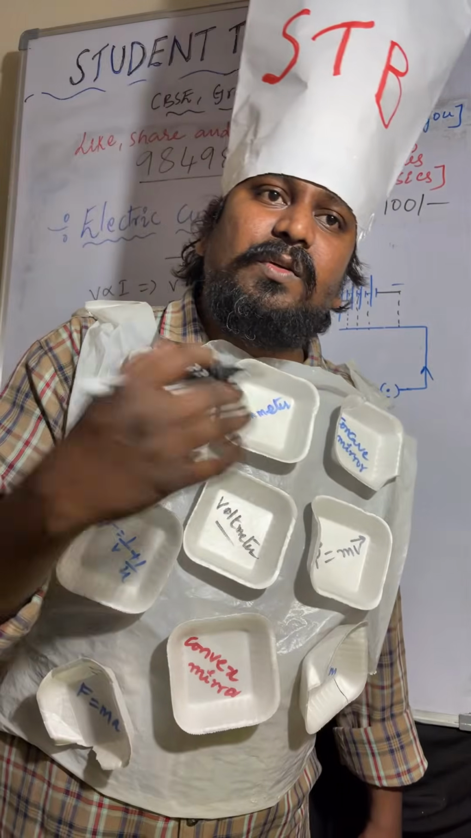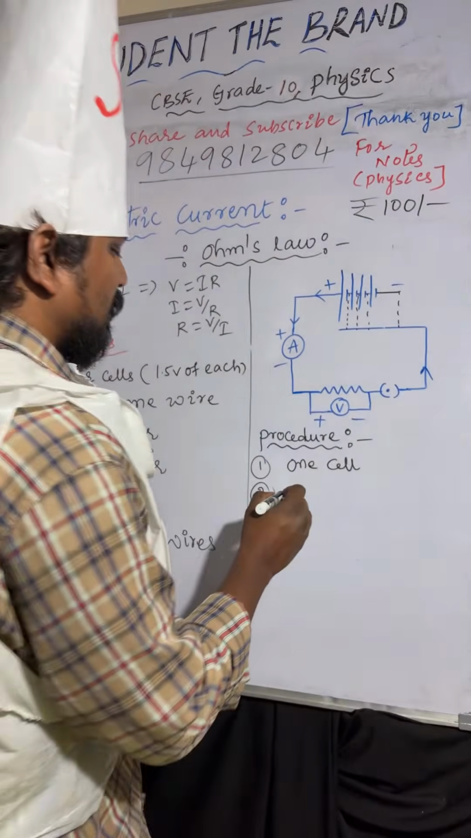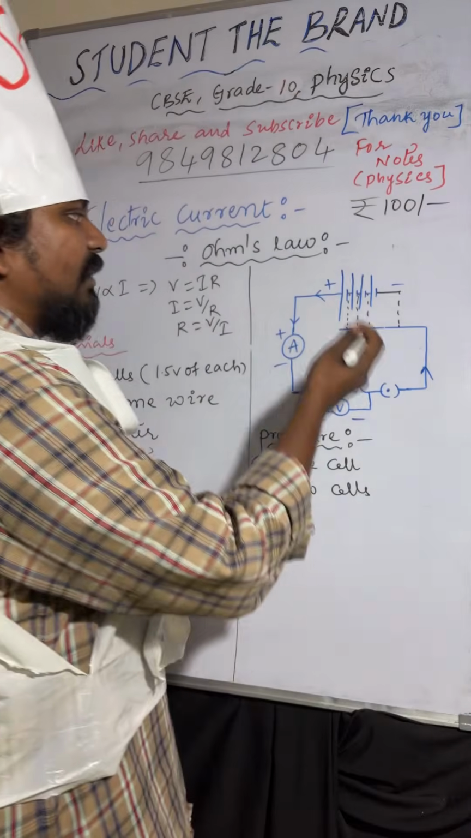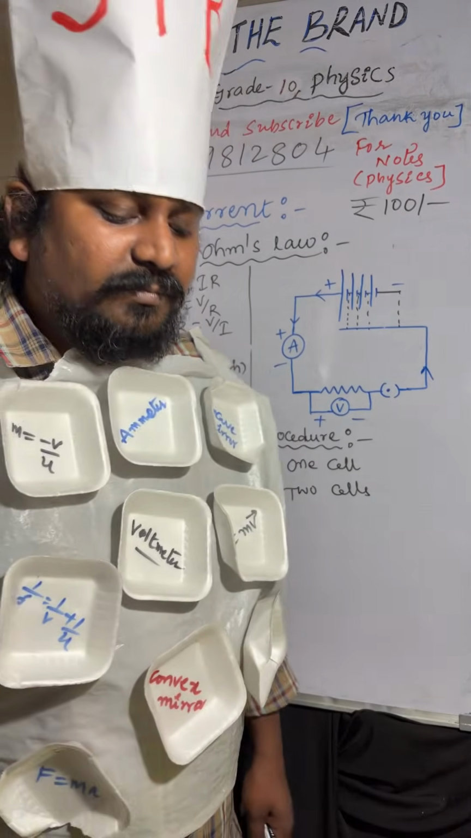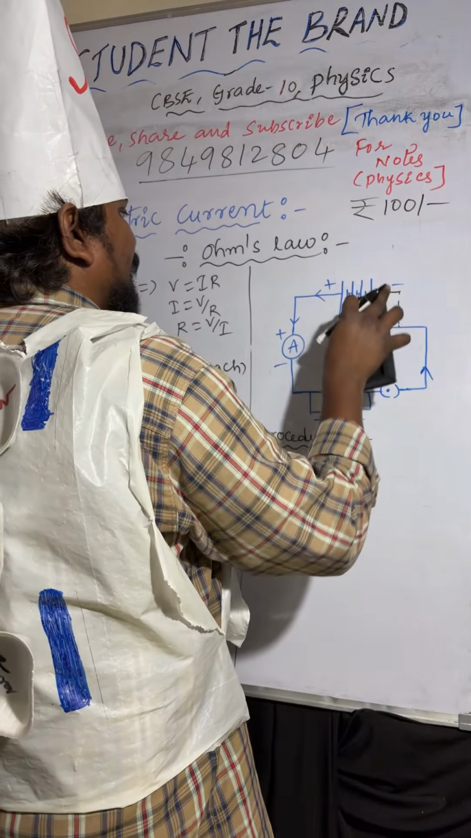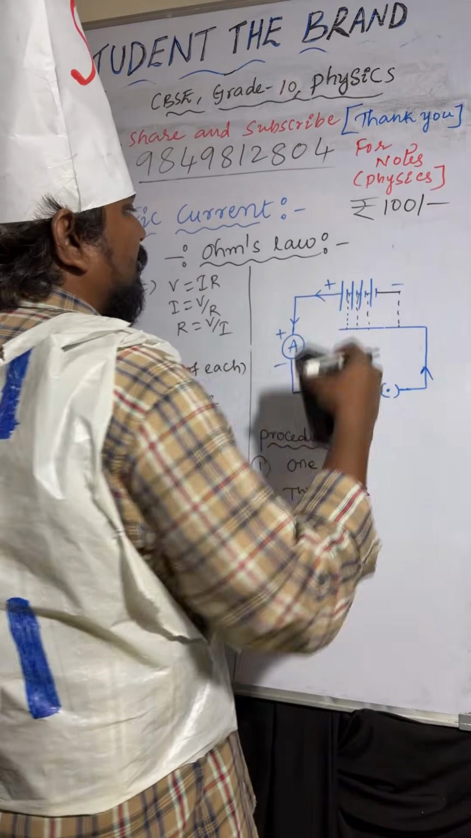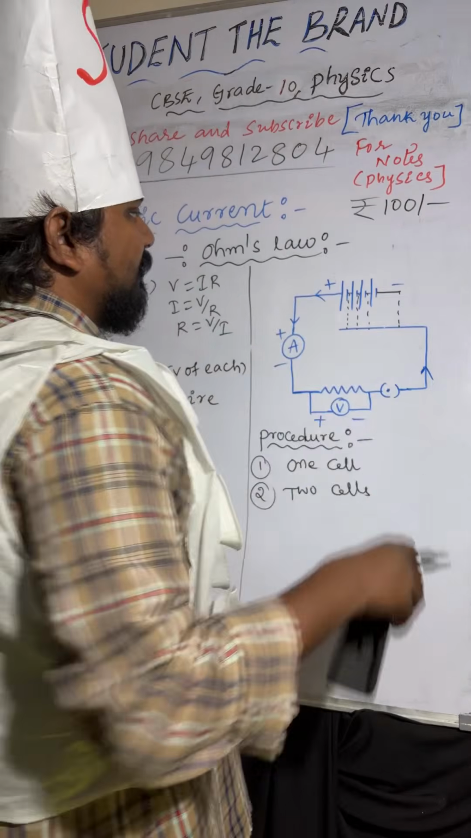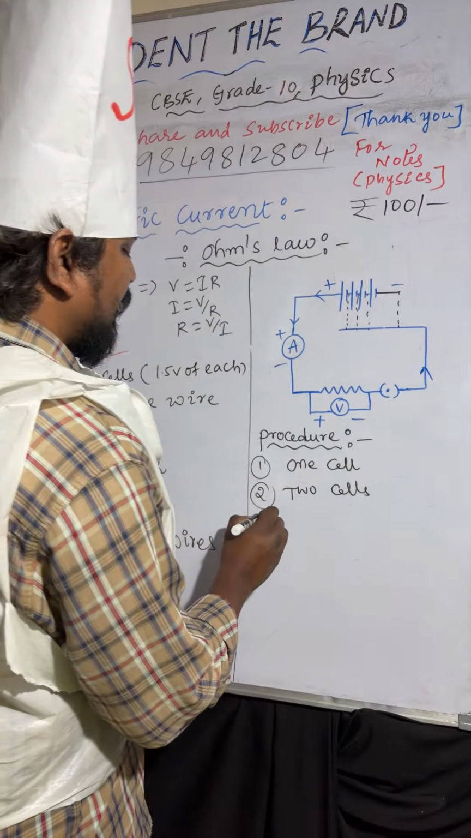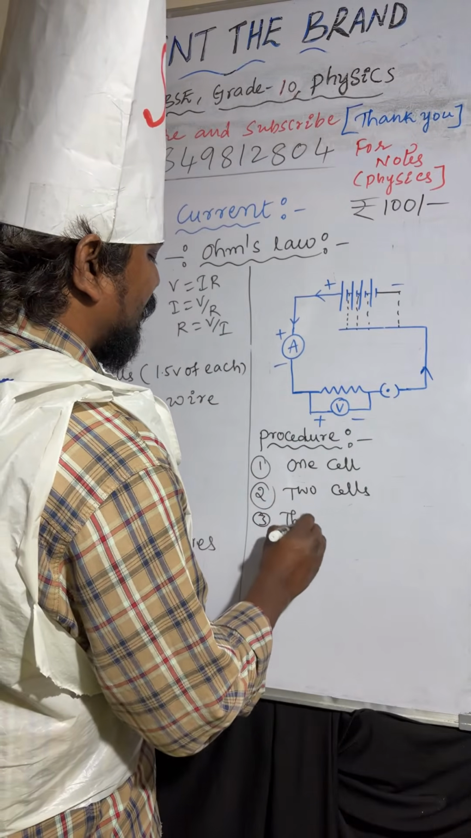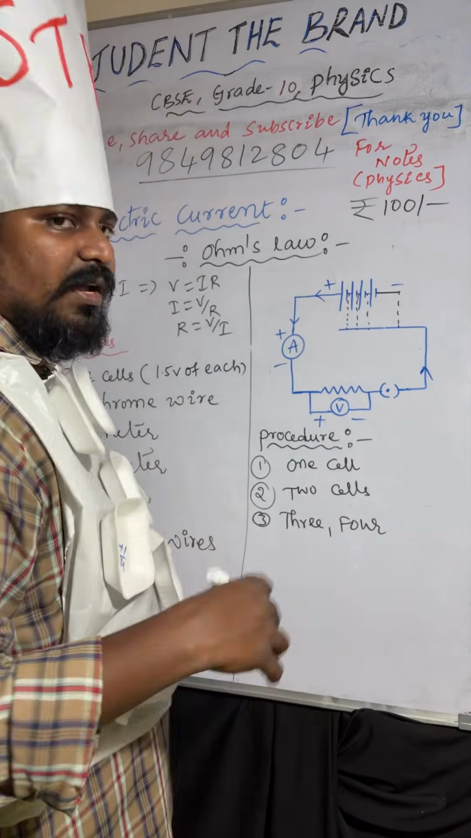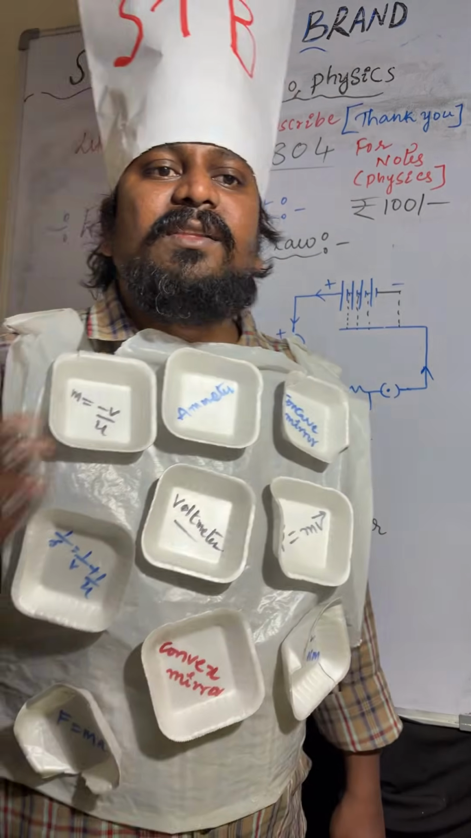Next you have to connect 2 cells and note down the reading of ammeter and voltmeter. So all are the same. You can take like here, 1, 2, 3, 4, 5, and here you can observe. So repeat the process for 3 and 4.